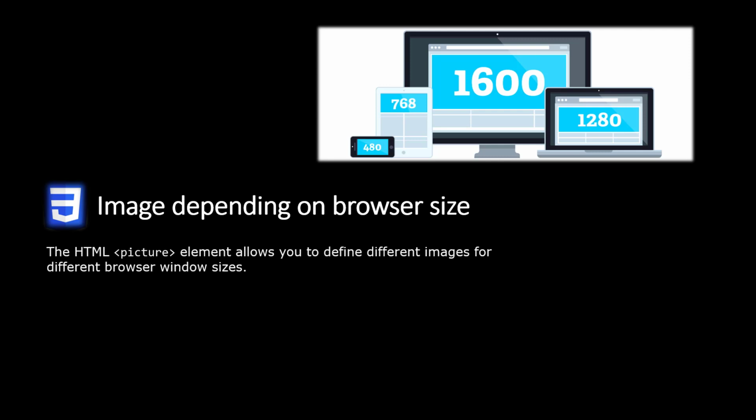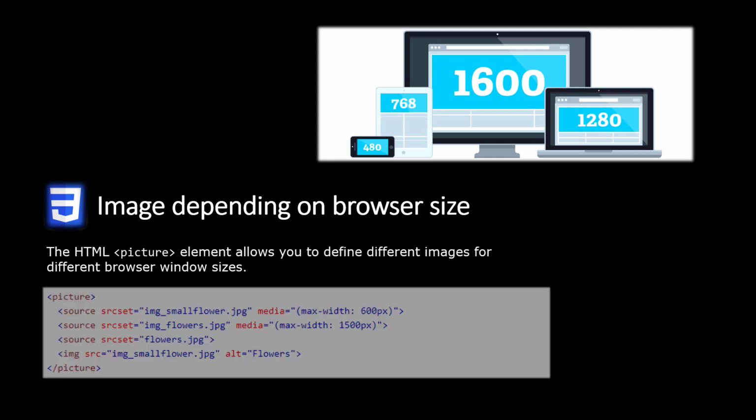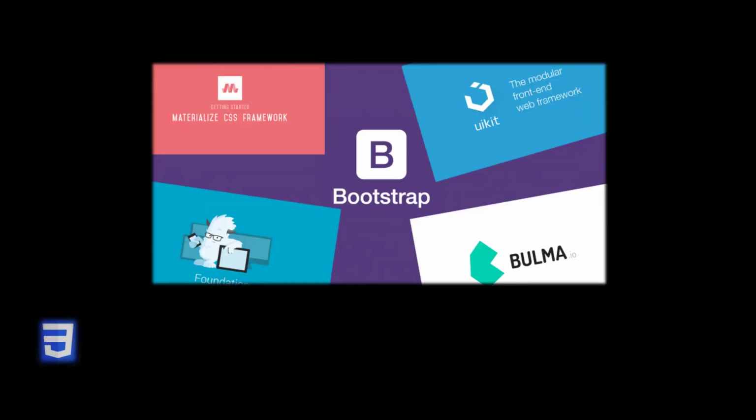Image depending on browser size. The HTML picture element allows you to define different images for different browser window sizes. Like here you can see, we have one picture element with different sources. If the max width is 600 pixels, use the small flower image, or if the max width is 1500 pixels, use the image flowers.jpg. Or for the default one, use flowers.jpg. And if the browser does not support the picture element, just use the image smallflower.jpg.